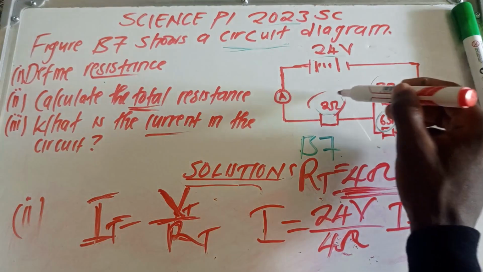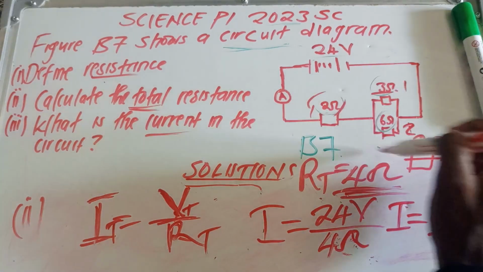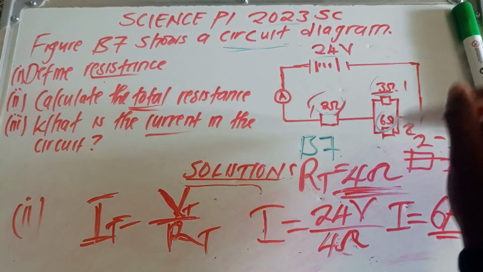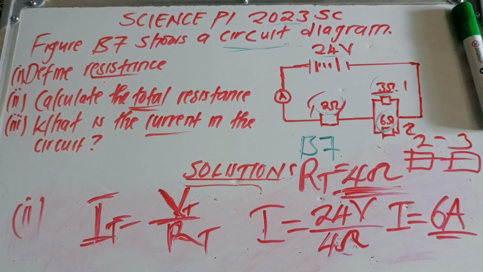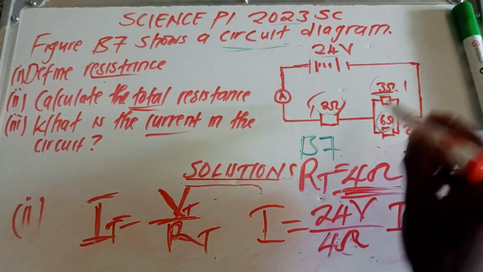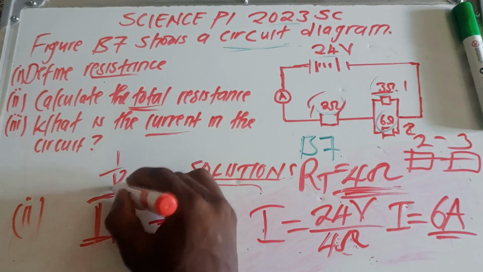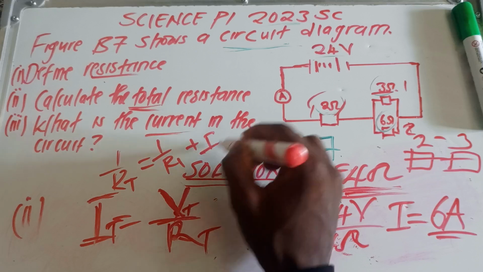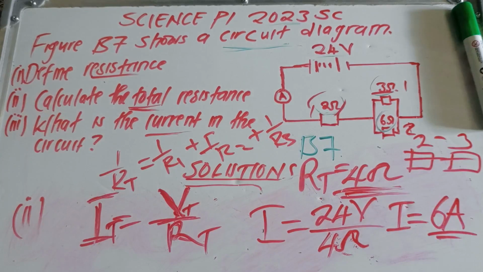But in this case, whereby you have been given this resistance which is in series, and then these two resistances which are in parallel, you need to first combine these two, and then after doing that, you add the answer to this one. Hope you have seen. So the formula which we use to combine these is 1 over total resistance is equal to 1 over resistance 1 plus 1 over resistance 2 plus 1 over resistance 3, and so on and so forth. So by doing that, your work will be very simple.